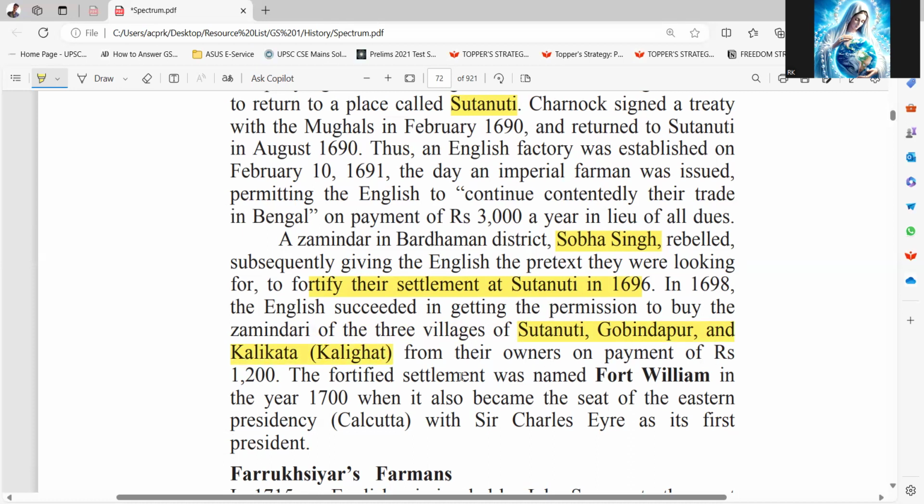The fortified settlement was named Fort William in the year 1700, when it also became the seat of the Eastern Presidency, Calcutta, with Sir Charles Eyre as its first president.